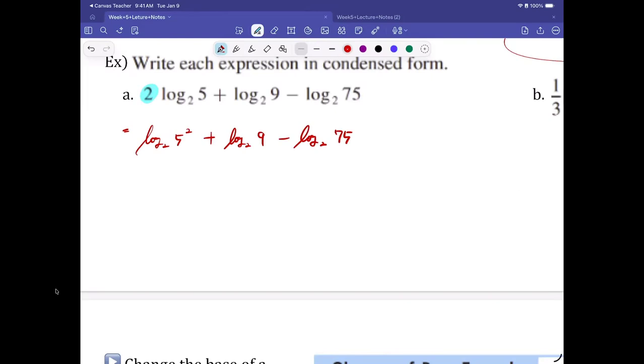So now it is 5 squared. So 5 squared is 25. And then now I'm going to focus on this part only, the first two, because it's the addition. Addition means multiplication on the log. So that's why we can have log base 2, 25 times 9. So 25 times 9 is what? 225?